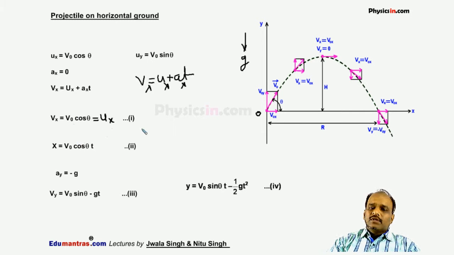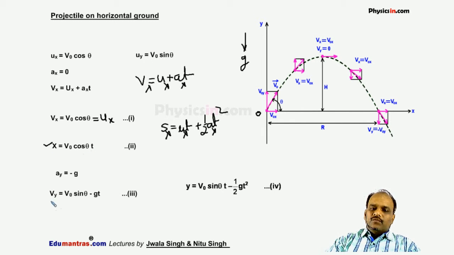In the same way, we also know s is equal to ut plus half at square. Now we know the displacement along x-axis is ux into t plus 1 by 2 ax into t square. Now we know ax is 0, so displacement along x-axis can be written as x, which is equal to ux, means v naught cos theta into t. This is our second expression.